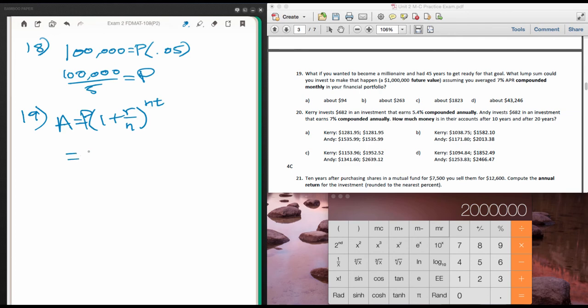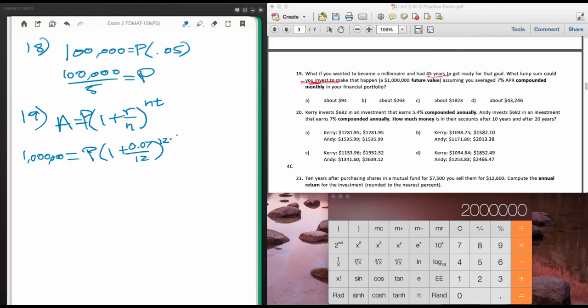So P, principal, is what we're looking for, because remember, we come over here, what lump sum could you invest? So what principal could you invest is what we're looking for. So we don't know the P. We do know the future value, $1 million, so I'll put that in right here. And we do know what the rate would be. We're going to assume 7%, and we're going to compound this monthly, so we'll put 12. Now, how many years do we have to do this? We have 45 years in which to do this.